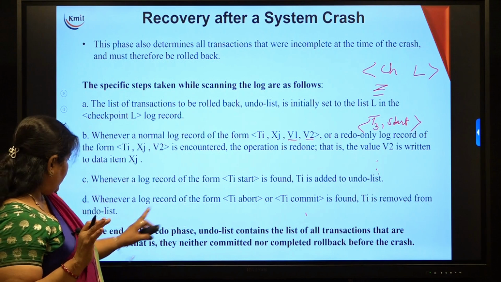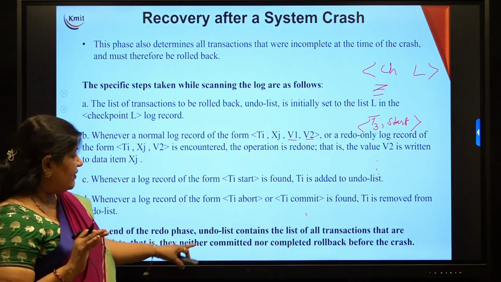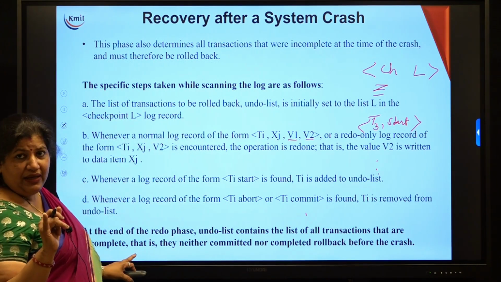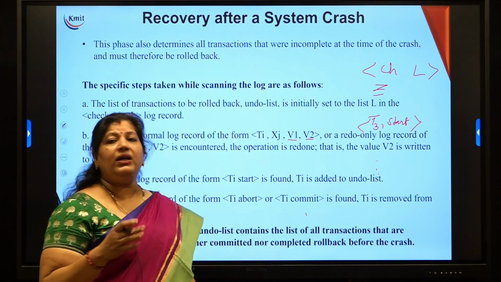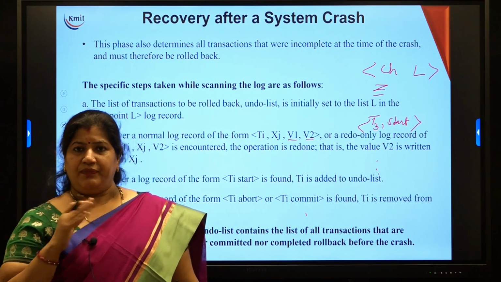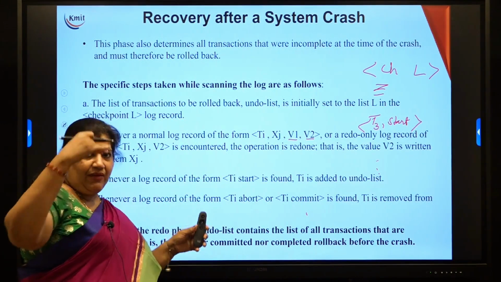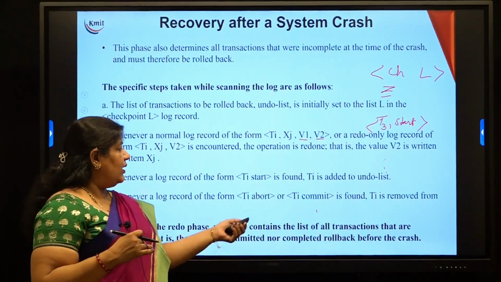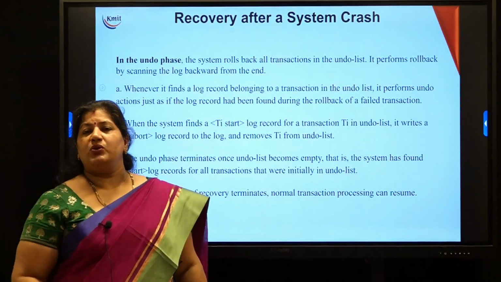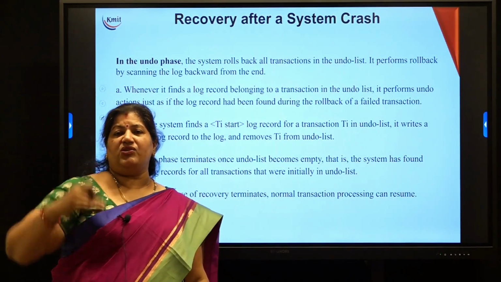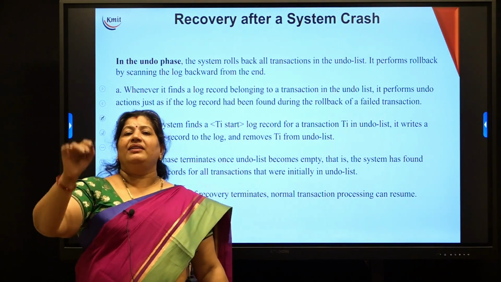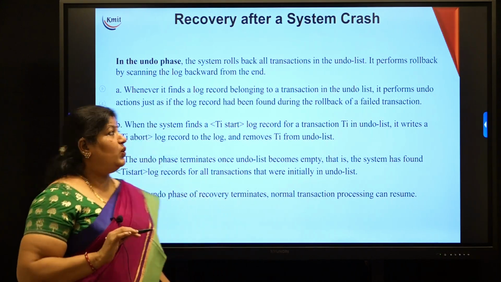So at the end of the redo phase, the undo list contains the list of all the transactions that are incomplete, that are neither committed nor rolled back. So such a list is ready with me in the undo list. Okay. Now in the redo phase, I have done the updations and I have also built the undo list. Now in the undo phase, I am supposed to work on the undo operation or rollback operation with respect to each and every transaction that is there in the undo list. This is the undo phase.